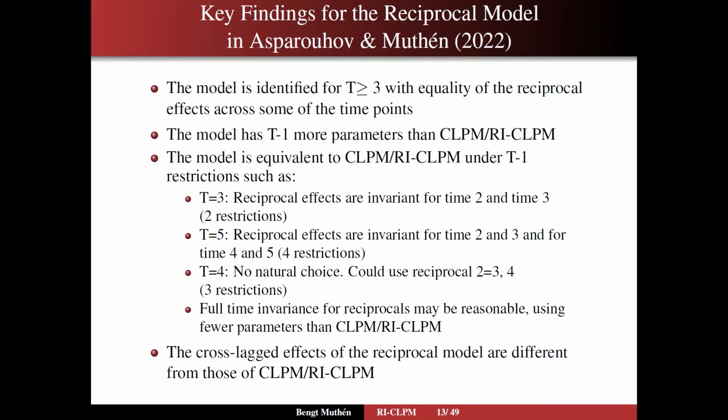The results will be slightly different, and you can do an analysis where you test the sensitivity of that choice. For t equals 4, that is for even number of time points, you don't have a natural choice. You could, for instance, use equality for time point 2 and 3 and let 4 be different. As long as you have 3 restrictions, the model is identified. When I do the analysis on real data, I usually have full time invariance for the reciprocals, which I find to be reasonable. And then you would have a model that uses fewer parameters than the conventional ones.